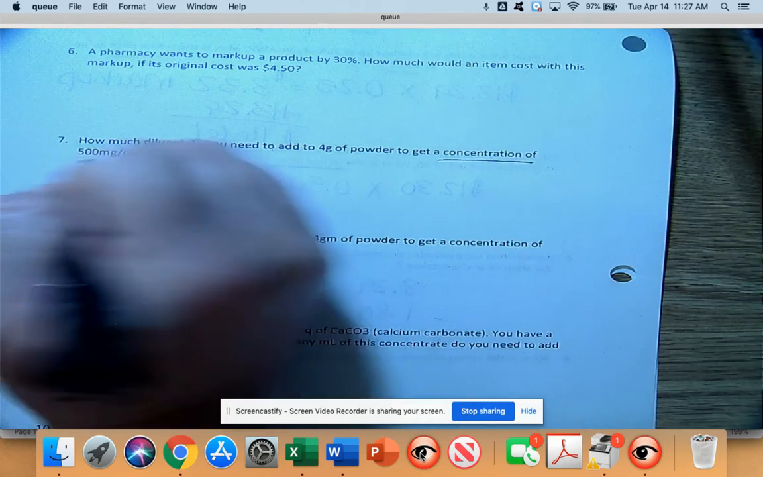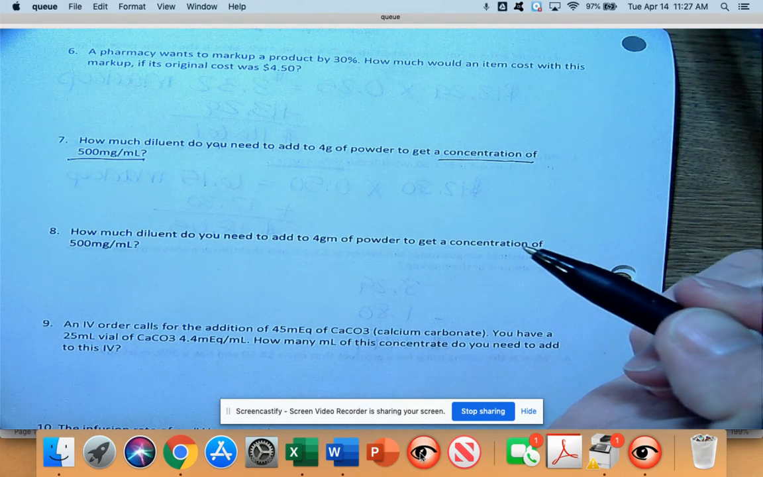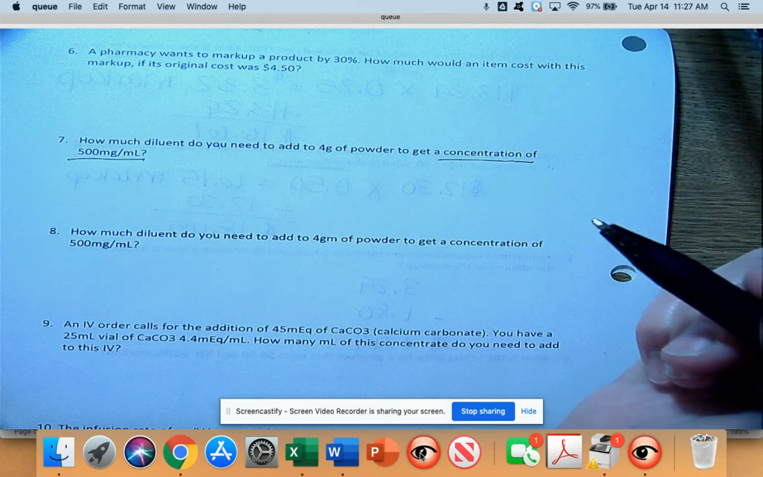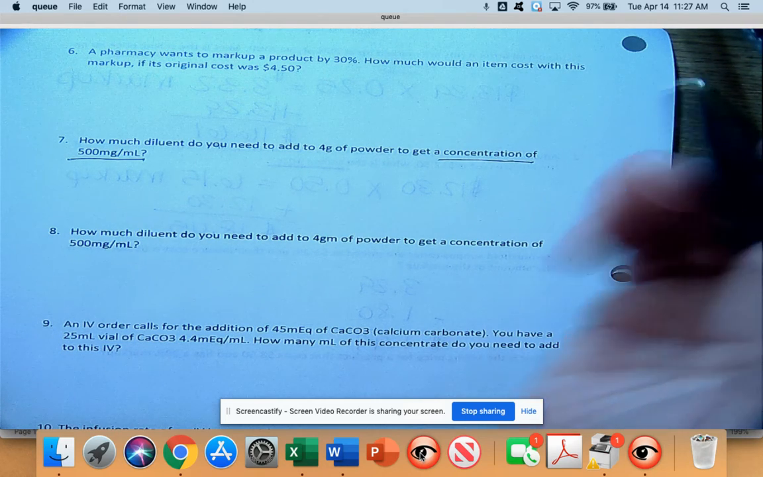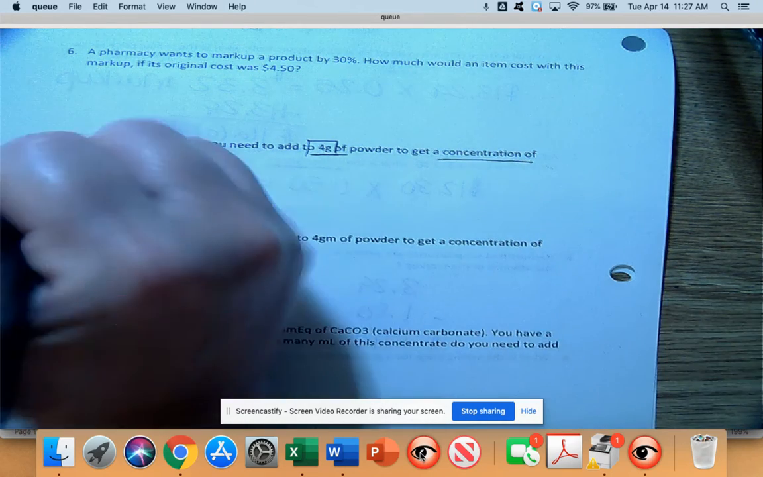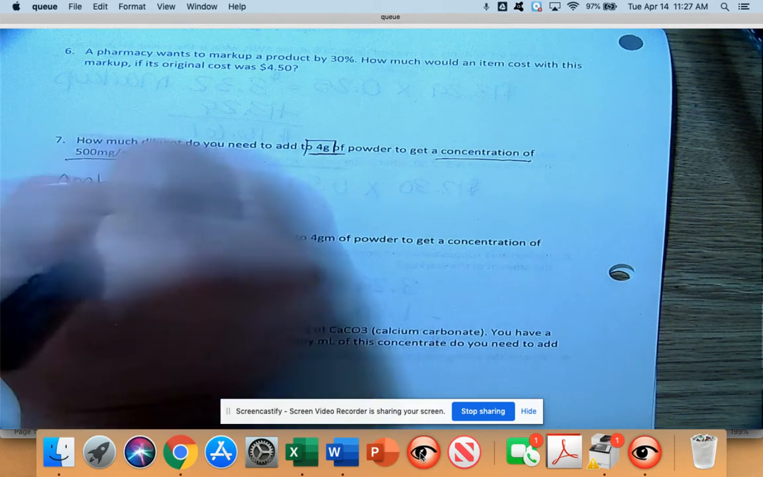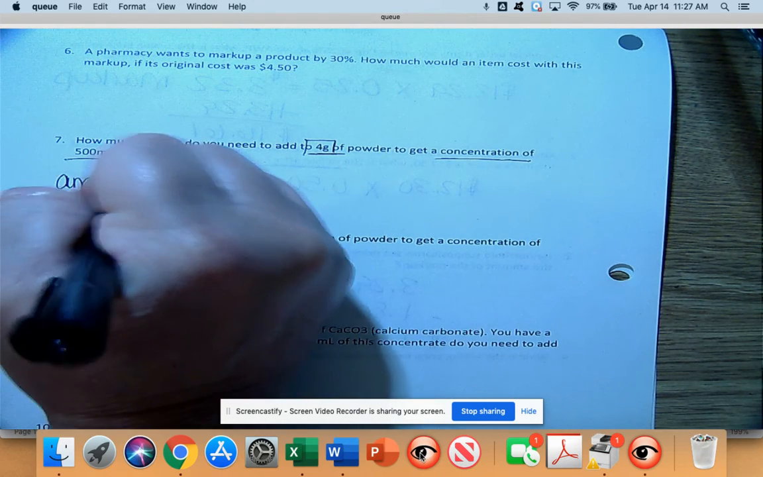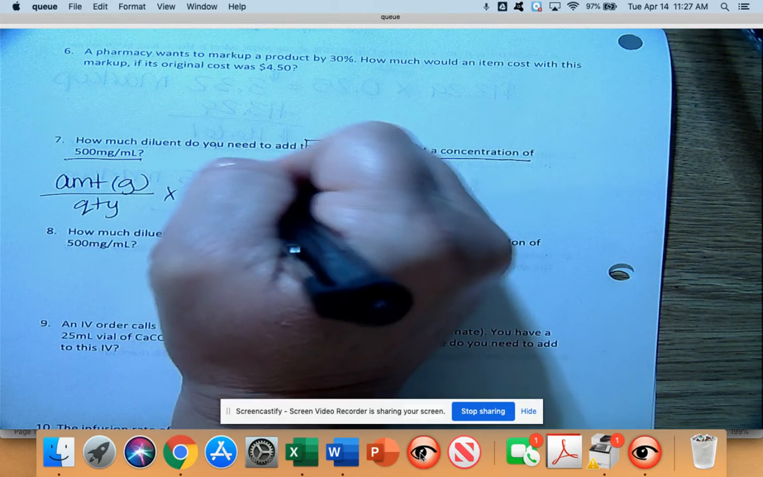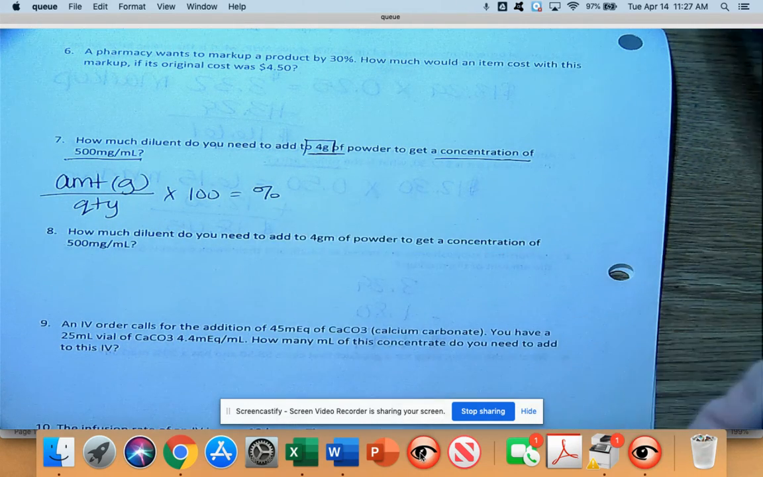You've got a concentration of 500 milligrams per ml. There's a couple different ways you can go about this. It's a concentration problem is the way I look at it. It tells me how much powder I have. Remember, our concentration formula is the amount in grams divided by your total quantity times 100 is equal to your percent. Some of you like to use this, and some of you like to go about it the other way that I showed you, which is the way that I prefer. I'm going to show you both here.